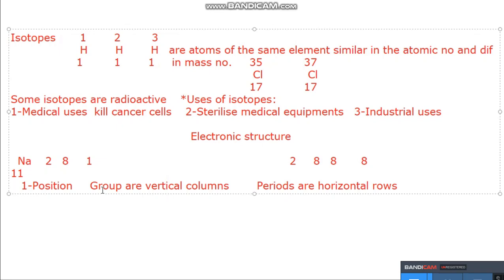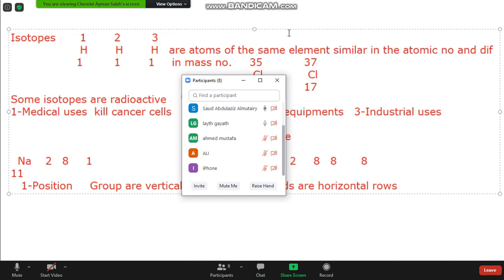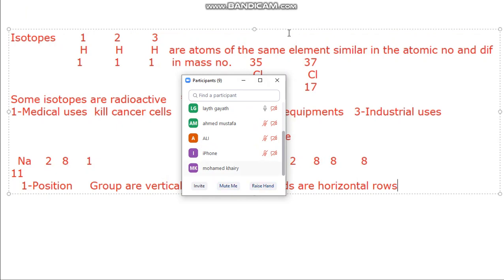We have here Muhammad Khairi. Is he Mr. Muhammad Khairi? Maybe. We have a name here, Muhammad Khairi. I don't know. Yeah? We have Muhammad Khairi. He wanted to enter the room, so I admit him. Okay. Maybe he is Mr. Muhammad Khairi.